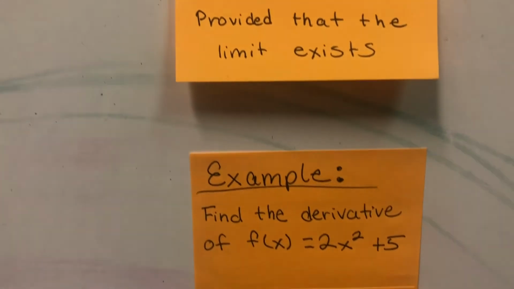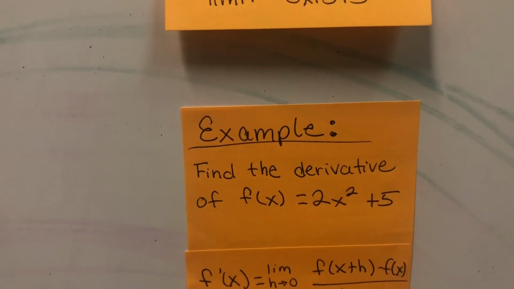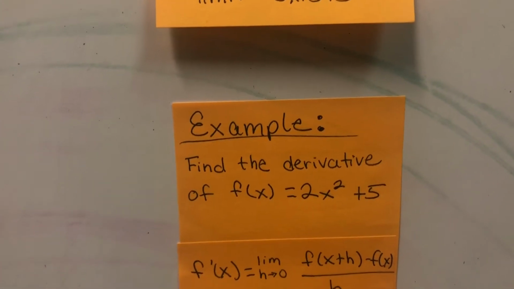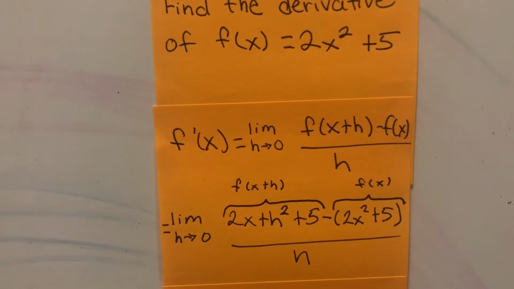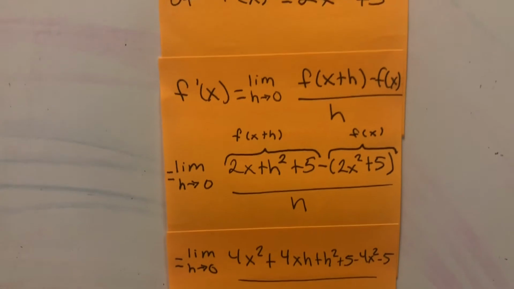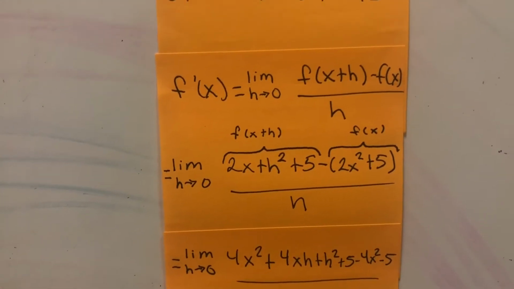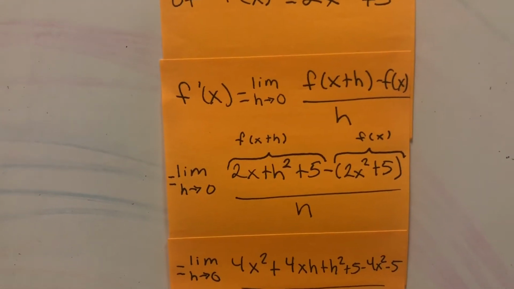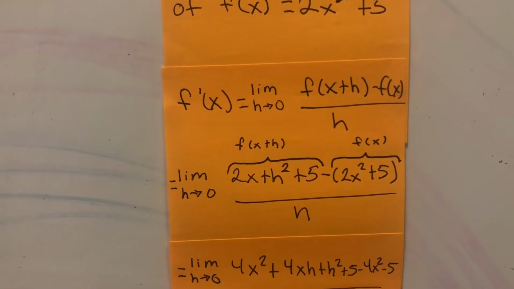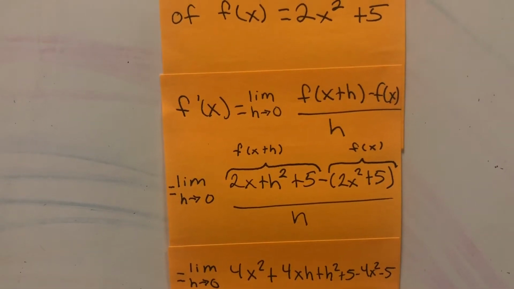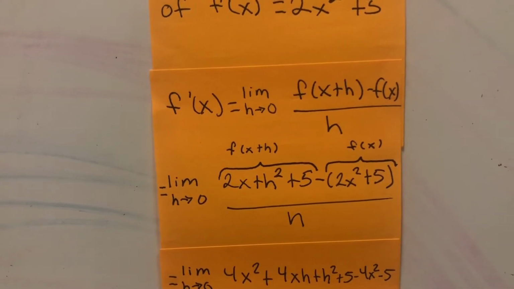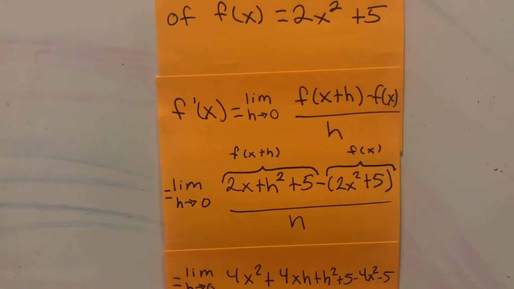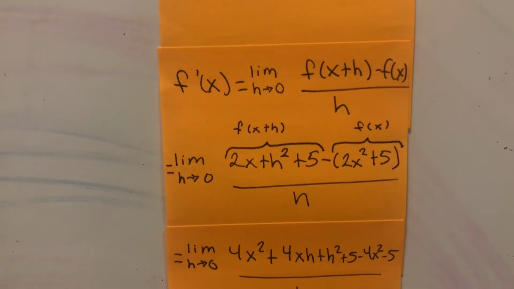Let's go over an example. Find the derivative of f of x equals 2x squared plus 5. Alright, so first remember to carry your limits. We have our equation right there. We're going to go ahead and plug in 2 times x plus h squared plus 5 for f of x plus h, minus 2x squared plus 5. Don't forget to put that part in parentheses for your f of x, all over h.